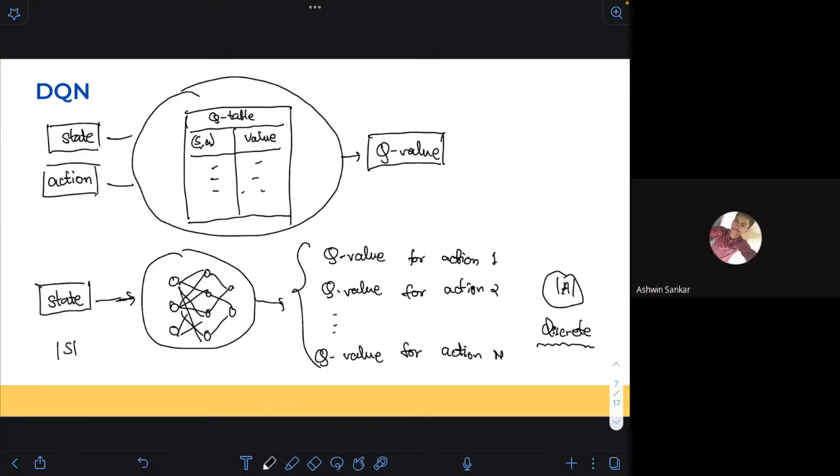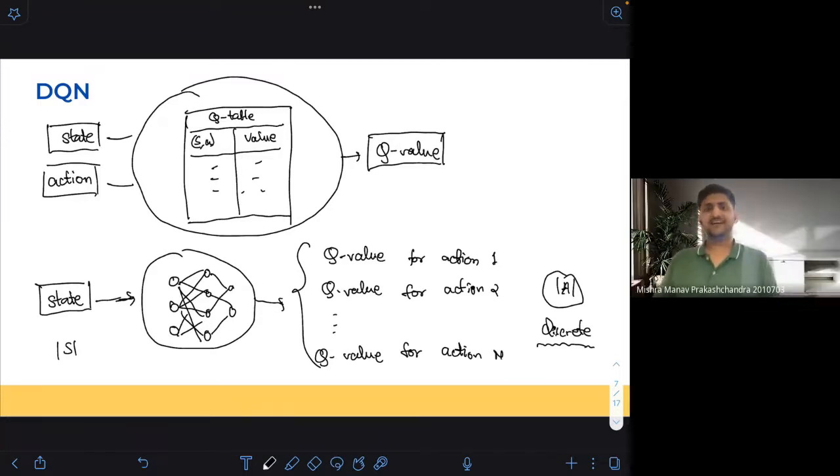Okay, in the continuous space, let's say you have some neural network. Here, in a continuous action space, you output two things. One is a mu and one is a sigma. Once you have the mu and sigma, you correspondingly make a normal distribution out of it, and then you sample from that normal distribution.